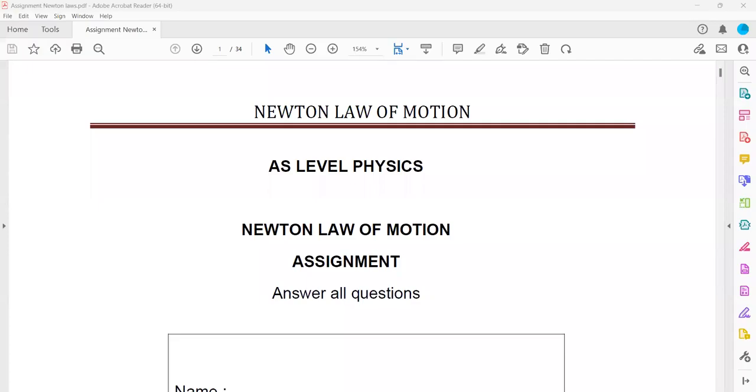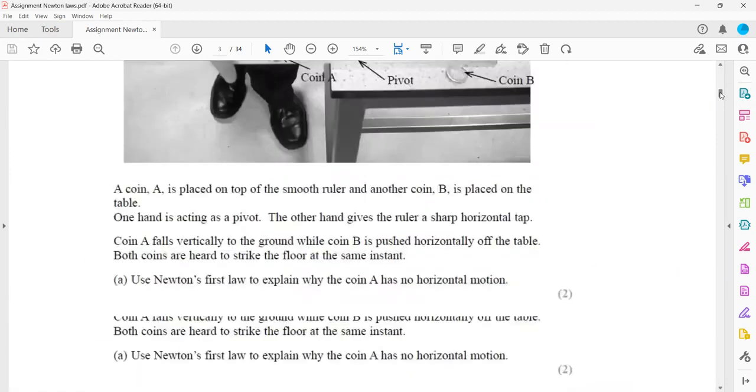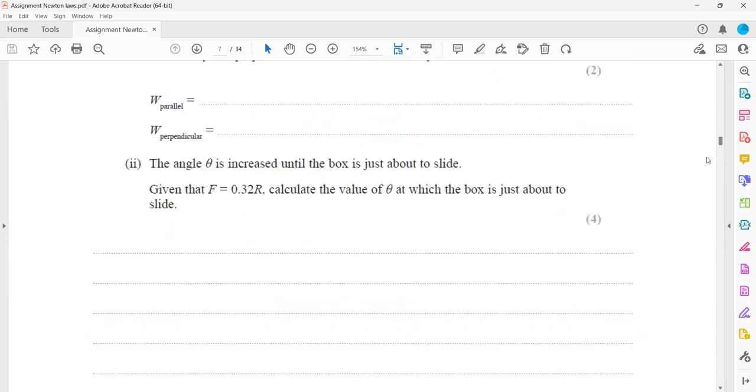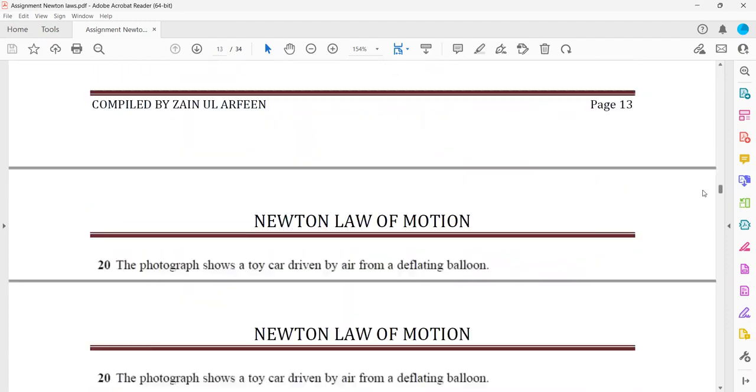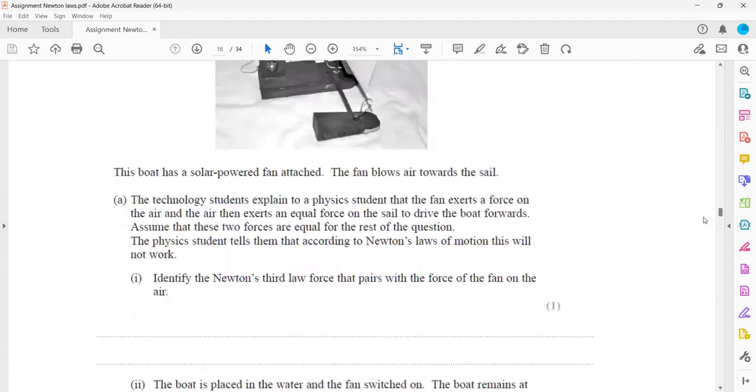So this exercise is related to Newton's law. I have solved the first 20 pages, as the question numbers are not in sequence. That's why the page numbers are important. So I'll start with 21 onward, and you can check the recording of the first 20 pages. I'll share it after the session.